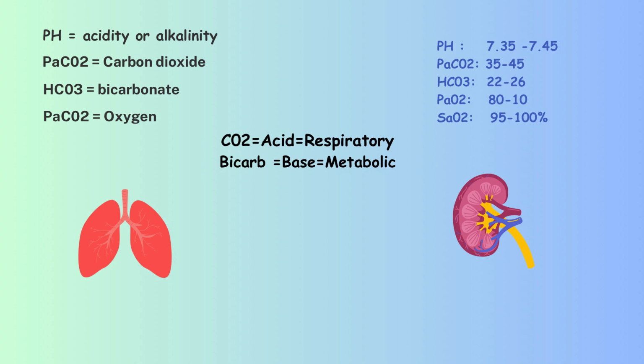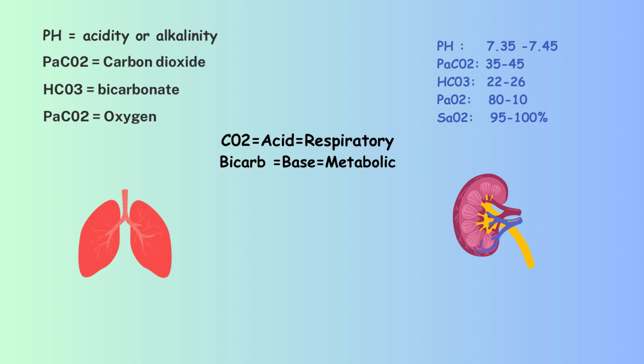The normal value of HCO3 or bicarbonate is 22 to 26. HCO3 is controlled by the kidneys. If HCO3 is above 26, it means your blood is on the alkalotic side. If the value is less than 22, it means the blood is acidic.